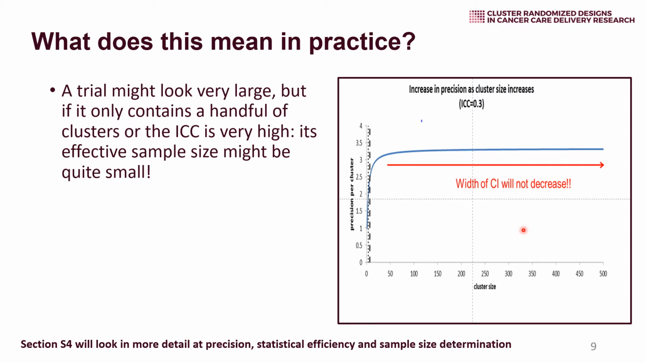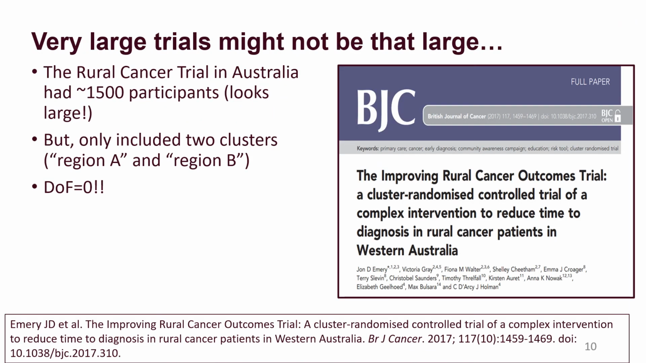Now this example is for a particular and arbitrary ICC, which happens to be quite a large ICC, 0.3. But this type of contribution or lack of contribution from very large cluster sizes isn't atypical in cluster trials. So very large trials might look to be very large, but actually they might not really be statistically that large.